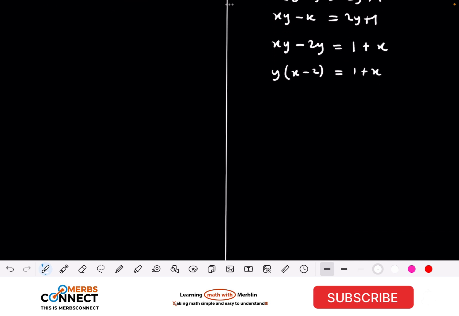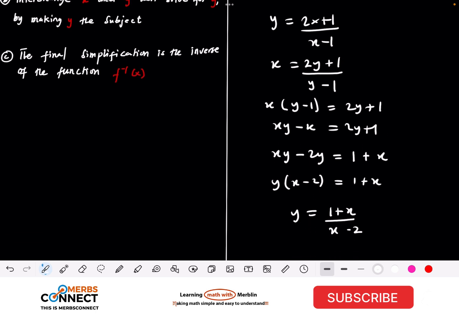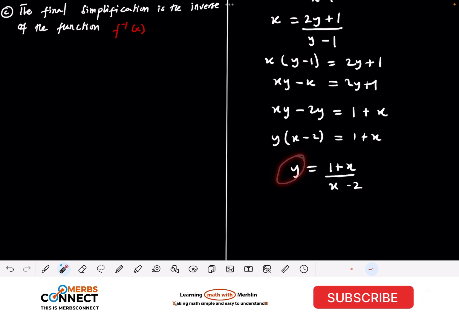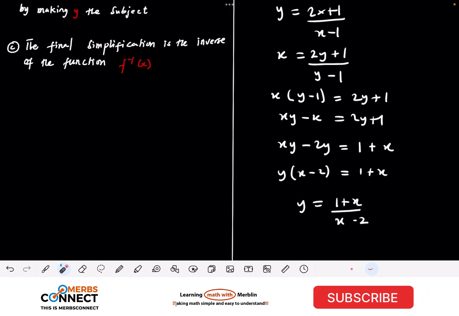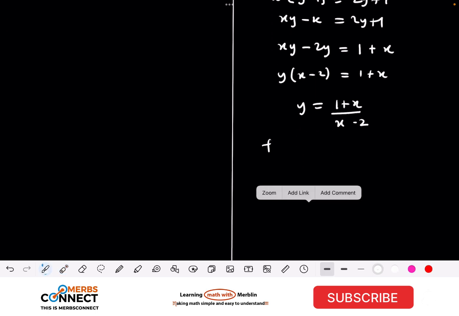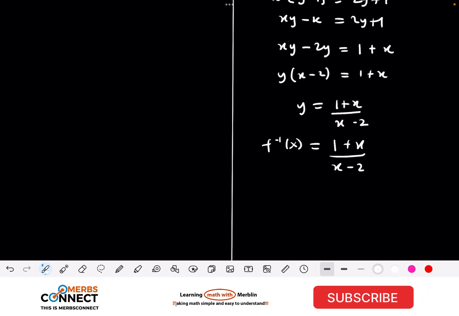Then now we need to make y the subject. So I will divide both sides by x minus 2 and divide this one too by x minus 2, right? So when I do that, this one will cancel this, and the left hand side will be left with y, and the right hand side will be 1 plus x divided by x minus 2. So as we said, after we make y the subject, we can see that y is standing alone here. We are saying that our final simplification is the f inverse. So it means that f inverse of x is equal to 1 plus x divided by x minus 2.